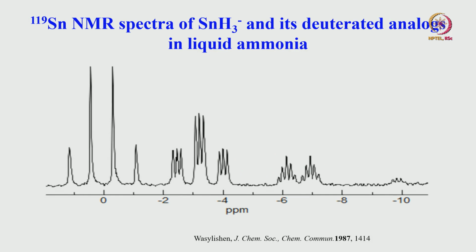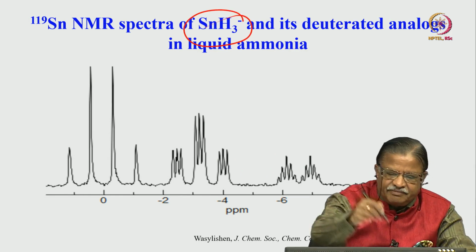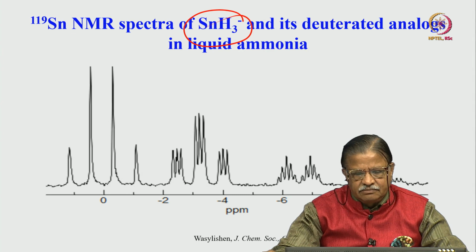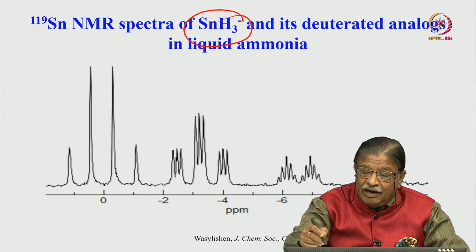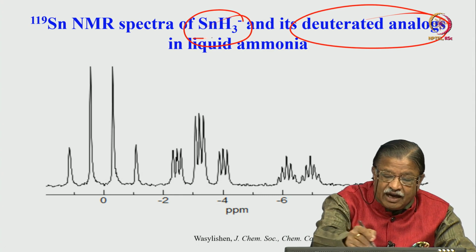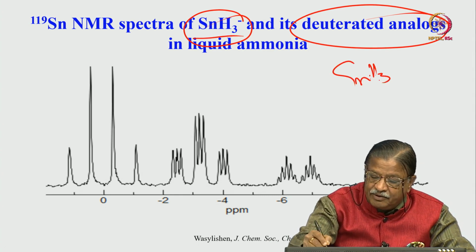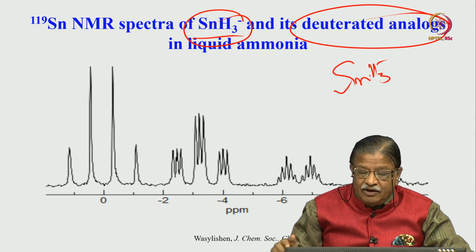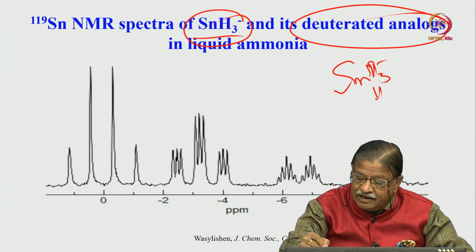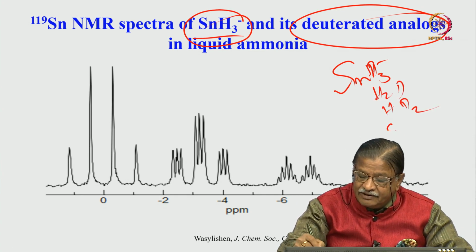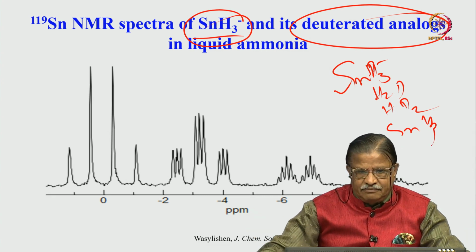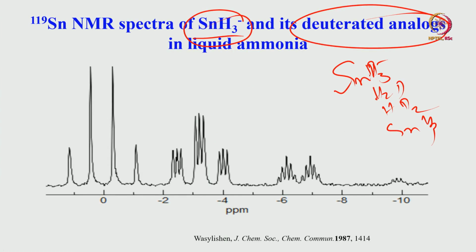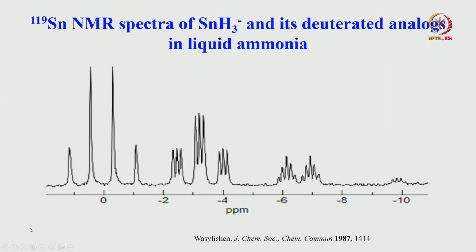Let us analyze the tin NMR spectrum of SnH3 minus and its deuterated analogues in liquid ammonia. You will remember this statement tells me deuterated analogues. So I take SnH3 minus as my molecule. Its deuterated analogues means we do not know how many deuterations are possible. It can be SnD3, SnH2D, SnHD2, SnH3. All isotopomers are possible. So this spectrum is a combination of all those things. Now our job is to identify which is which and analyze it.